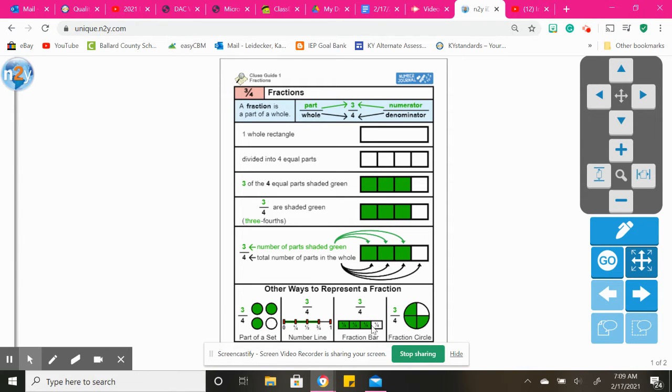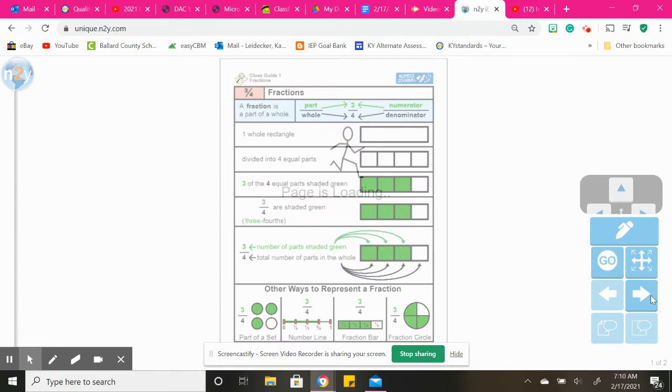Again, a fraction bar can be used to represent a fraction. And then just again, the circle, which is your pizza pie, where 3 of the pieces of the 4 whole are shaded.